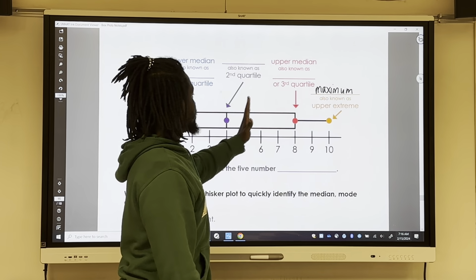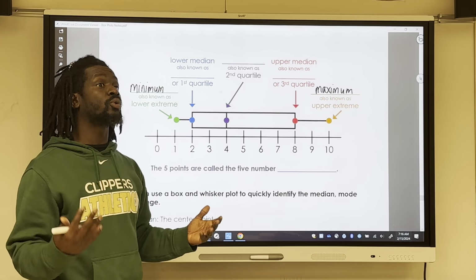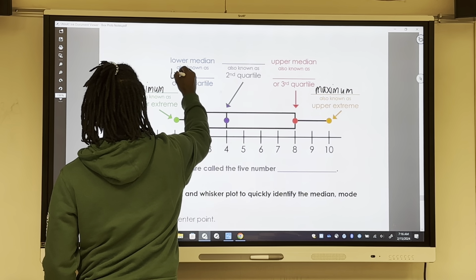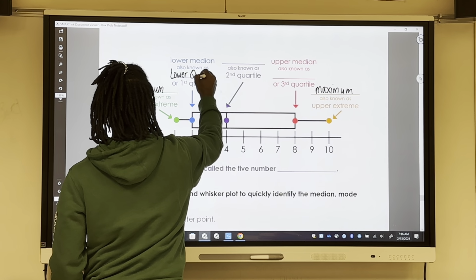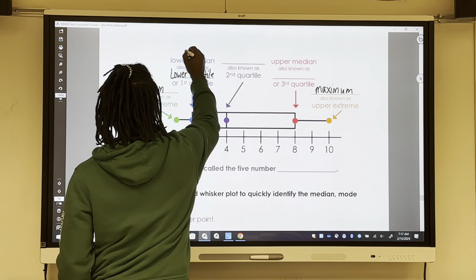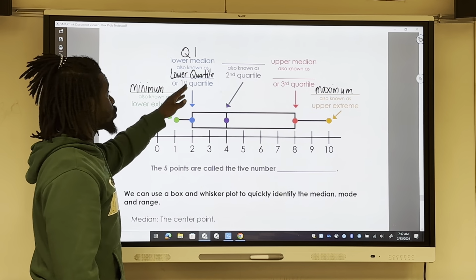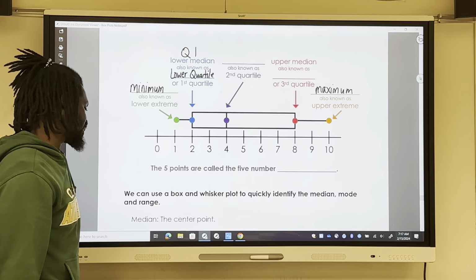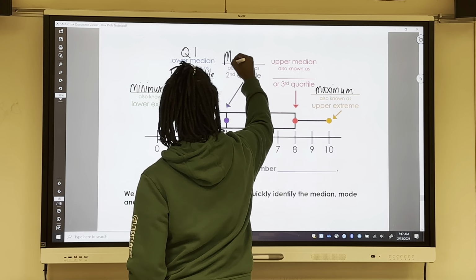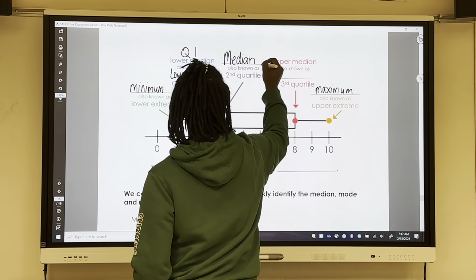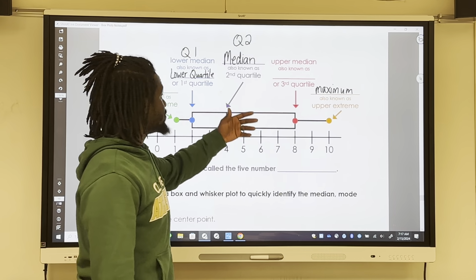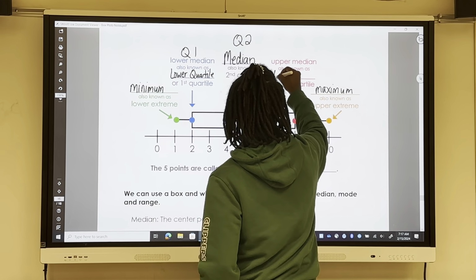And then we have these 3 points that are referred to as our 3 quartiles, okay? And so the lower median is, again, the lower quartile. Another name for this is also Q1, so quartile 1, all right? Or the first quartile. The second quartile is the median. Again, that's also known as Q2. Right. And then the upper median is the upper quartile.